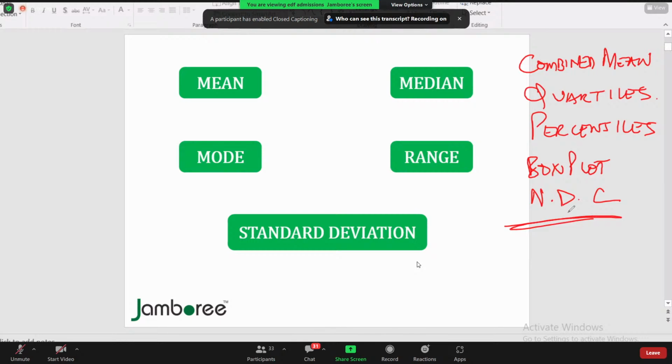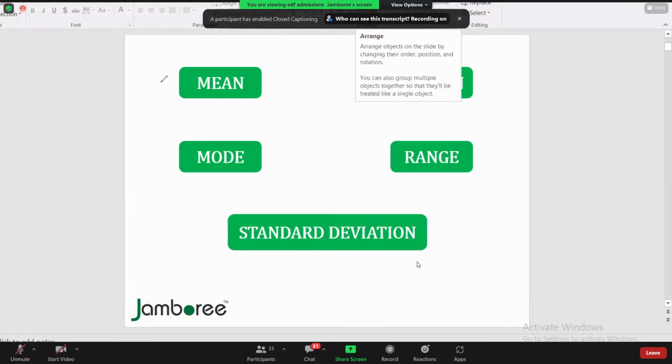Mean, median, mode, range, and standard deviation. Then combined mean or the weighted mean, then quartiles, percentiles, box plot, and the normal distribution curve. These are going to be the things which we will be discussing in detail. Now let's begin with the things one by one.